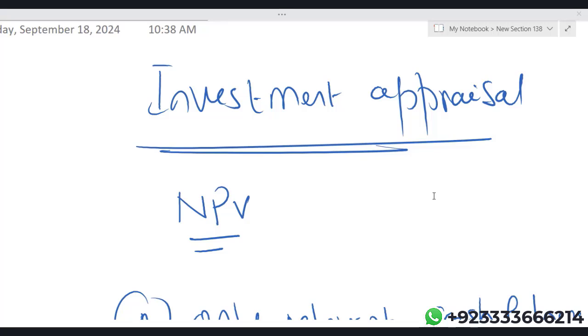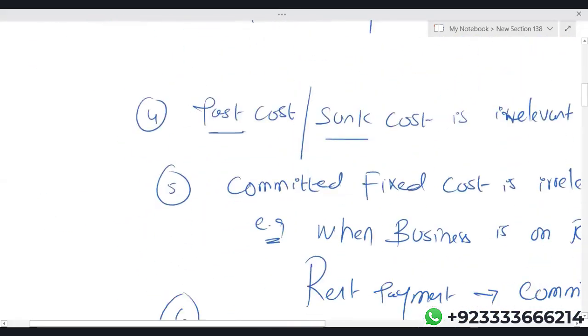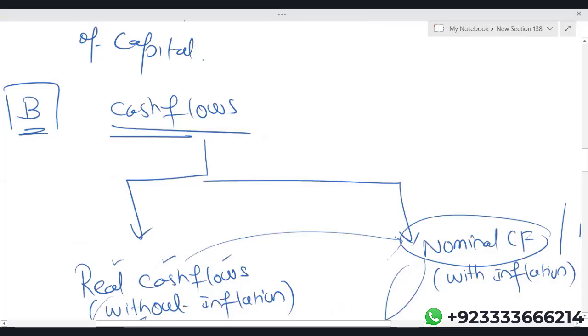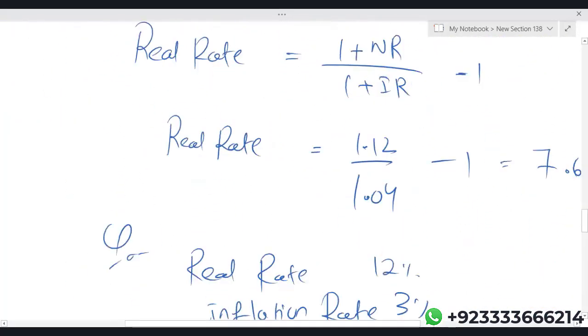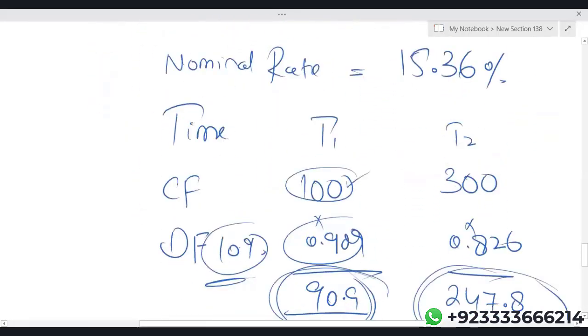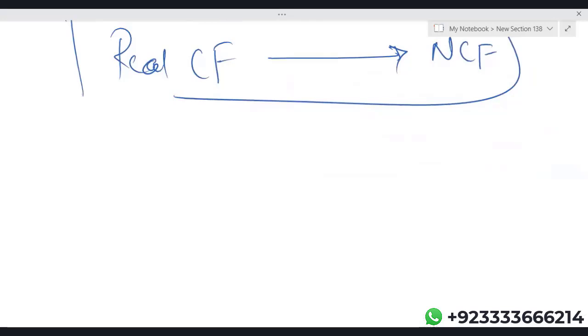So, in investment appraisal, we started the area of relevant, irrelevant. Then we did discuss the Fisher effect, how to convert real cost of capital to nominal, nominal to real. Now, let us quickly discuss conversion of the cash flows. How do we convert real cash flows to nominal?